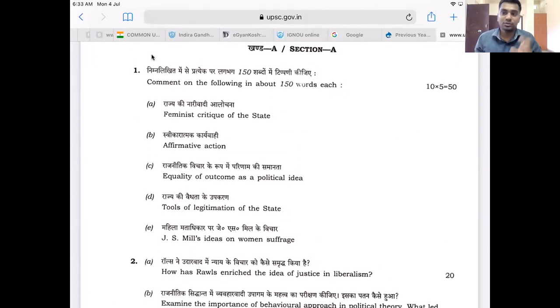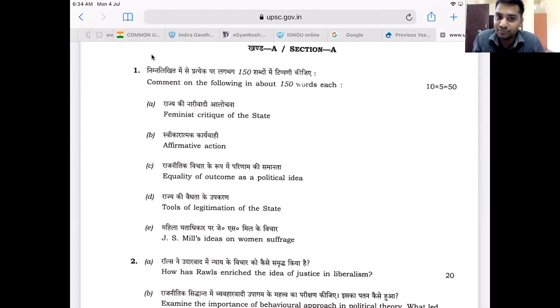Now, what we have to do is take the previous year questions like this. This is the 2021 paper. From 2021 until 2014, we have to take them at one go and look at the components. If I am dealing with political theory, the first component of the subject tomorrow, then I will make you go through this paper and pick up the questions which are asked from political theory.